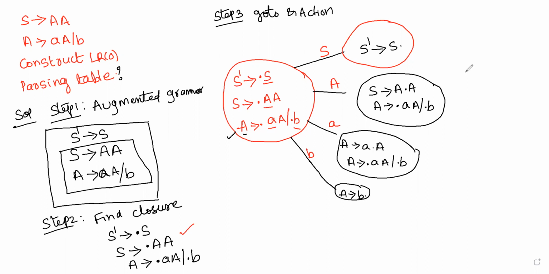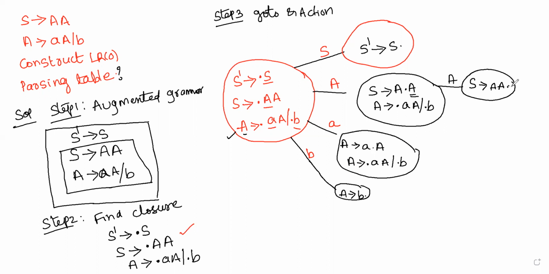Now you see here, after the dot we have one more symbol, called A. Now I am going to find the goto of A. So the answer is S tends to AA dot. There are no more values after the dot. Hence we are going to close this one.